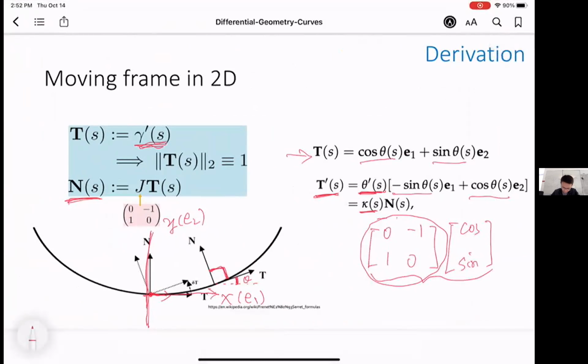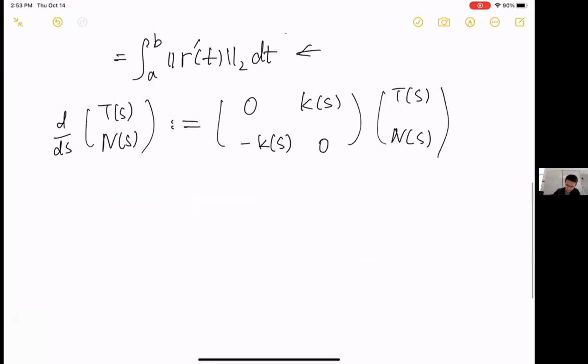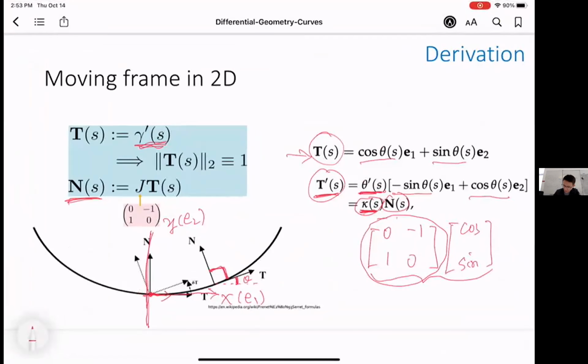So here, T prime is just dT/ds, right? We have shown it when we came up with the definition of curvature and the normal vector. We have already shown it is equal to the curvature times the normal vector. Here we just put it back into the matrix form. So all we need to do is derive the second thing. So the N(s) is just negative sine theta e1 plus cosine theta e2.